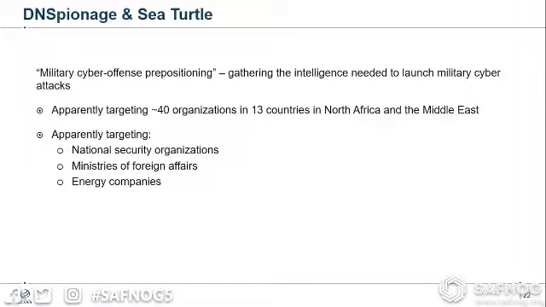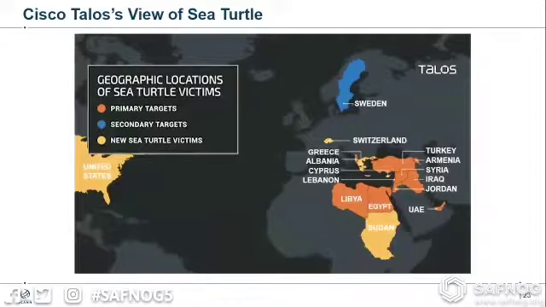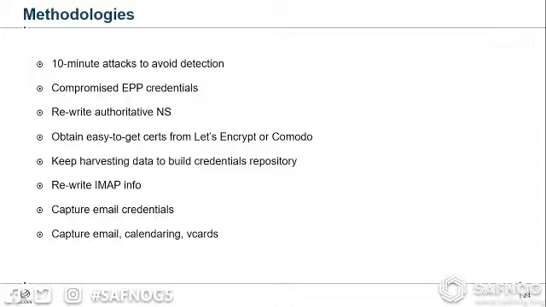So the attackers got really smart and really sophisticated. And now nation state actors can do military cyber offensive pre-positioning, somebody's term, for attackers gathering the intelligence that they need to launch military cyber attacks. The Cisco Talos folks created a pretty handy map, shows where these attacks are happening, and they're happening today. It would take an hour to go through the attacks, but some of the interesting things they were able to do here was keep attack durations very, very short, 10 minutes or less, to avoid detection.